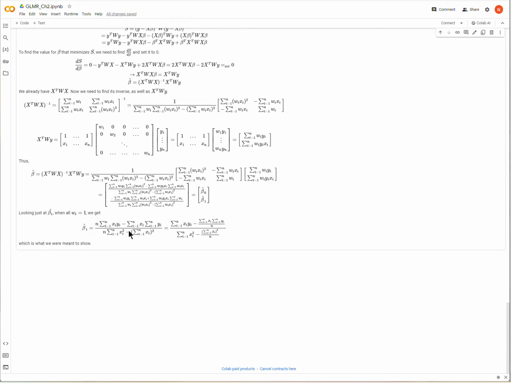So we just need to divide everything by n. When I divide this by n, the n goes away. When I divide this by n, the n goes away. So I get these terms. But that means I have to divide this term and this term by n, and that's what I get there. That's the expression that we're meant to show. All right, so that is it for this one.